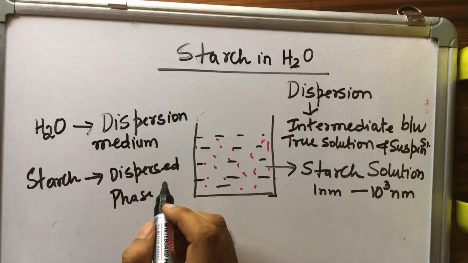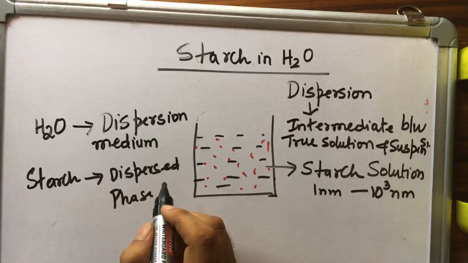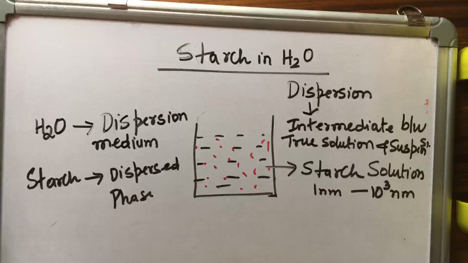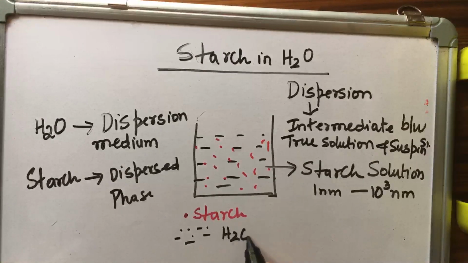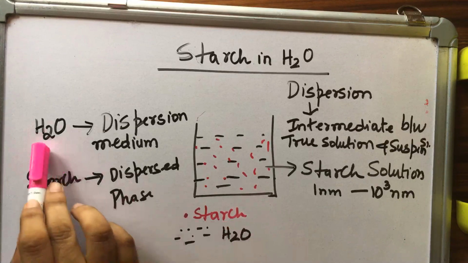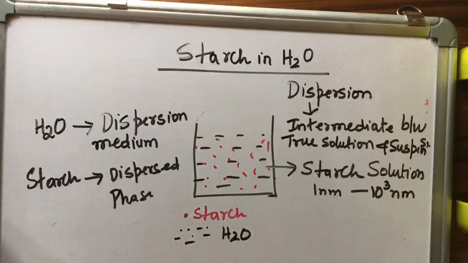I think this point is clear, students. Now, can you tell me what is the pink dot? Let me call it starch. Let me say water is represented like this. This is water. Now tell me, what is starch? Starch is the dispersed phase and H2O is the dispersion medium.